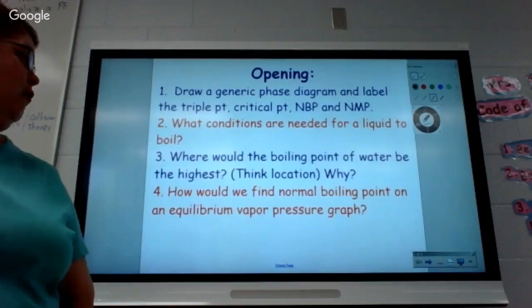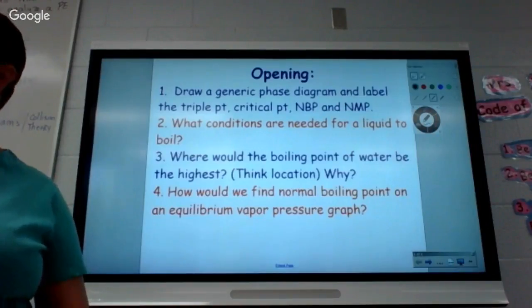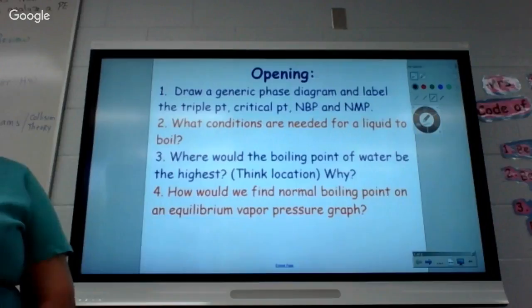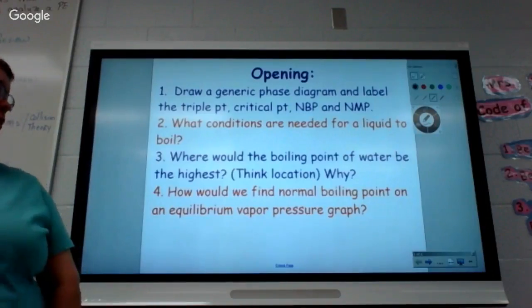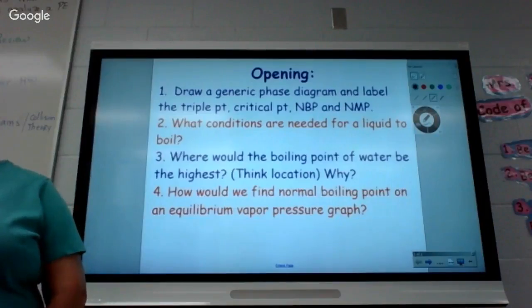Where would the boiling point of water be the highest? At the coast. All right. Why? It's closest to sea level. It has higher pressure at the coast. All right. How would we find the normal boiling point on an equilibrium vapor pressure graph?